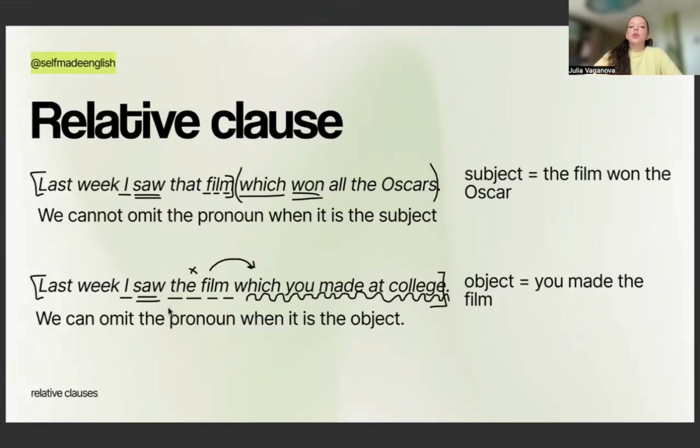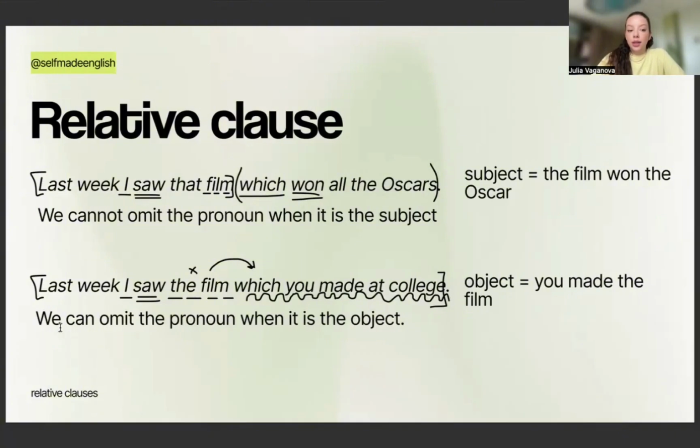All right, let us focus on this topic in terms of pronouns. We cannot omit the pronoun when it is the subject of a relative clause, right? Last week I saw that film, which won all the Oscars, right? In the subordinate clause with this type of brackets, we can see that the word which is the subject, the doer of the action, which won all the Oscars. So we cannot omit this pronoun here.